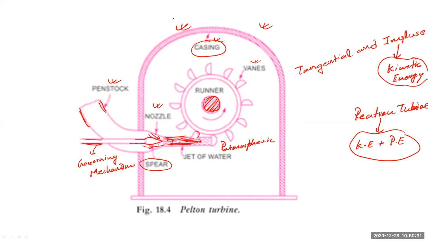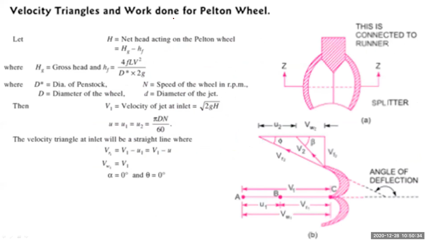Now we will see the velocity diagram, a very important part, because if you draw the velocity diagram correctly, half of the work is over, because after that you only need basic trigonometry. As you can see here, the buckets or vanes of a Pelton wheel are in the form of a bucket which is split at the center. This is the front view of your bucket, and this is your side view.